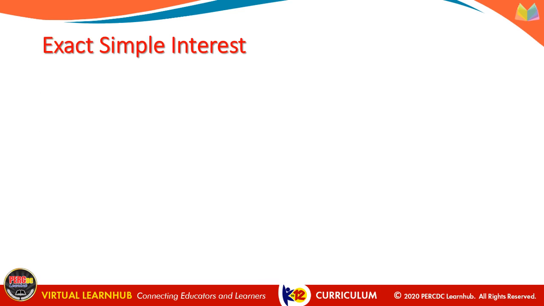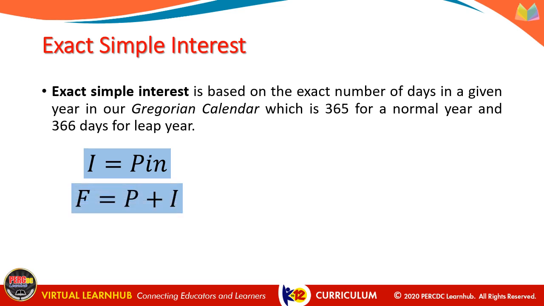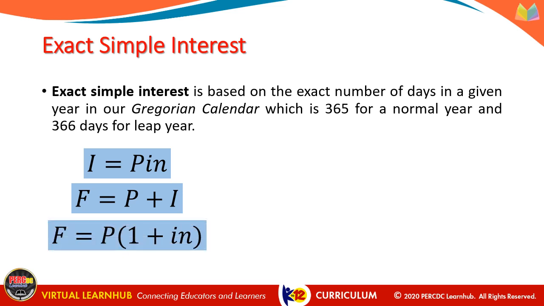Let us now have exact simple interest. Exact simple interest is based on the exact number of days in a given year in our Gregorian calendar, which is 365 for a normal year and 366 days for leap year. For exact simple interest, we use the following formulas. I is equal to P times I times N, F is equal to P plus I, and F is equal to P times quantity 1 plus I times N.